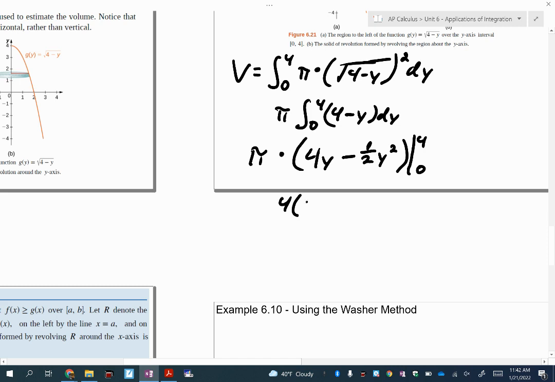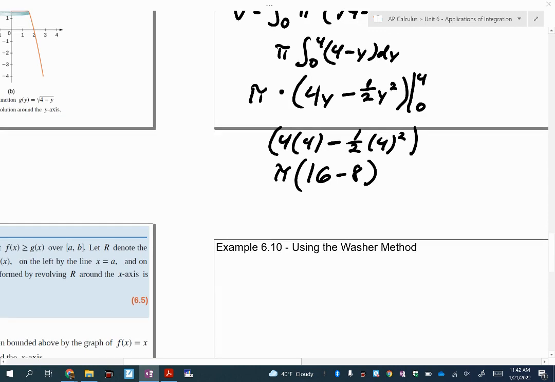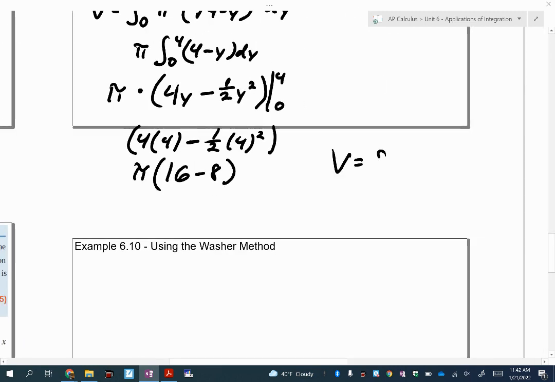So I have 4 times 4 minus 1/2 times 4 squared. All right, and you could write the minus 0, but all that's just going to become 0. So this is just 16 minus, let's see, that's going to be 8. And you know that 16 minus 8 is 8, so the answer here for this volume is 8 pi. So the volume is 8 pi units cubed.